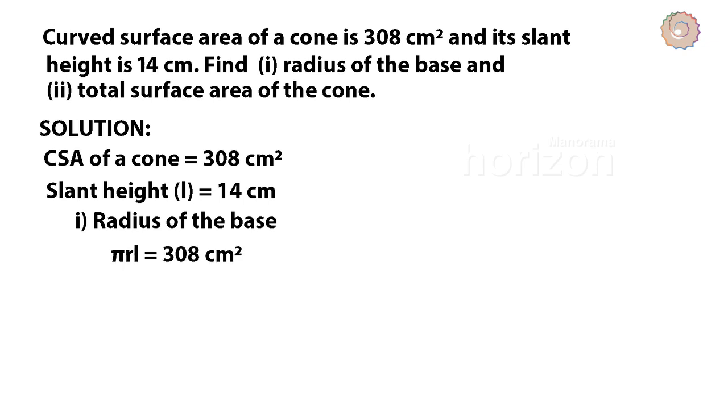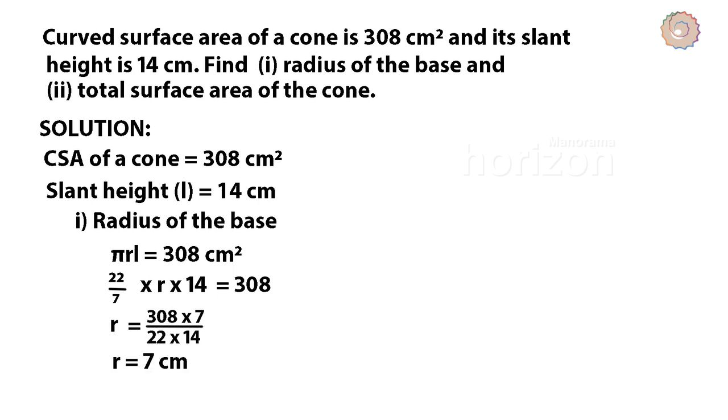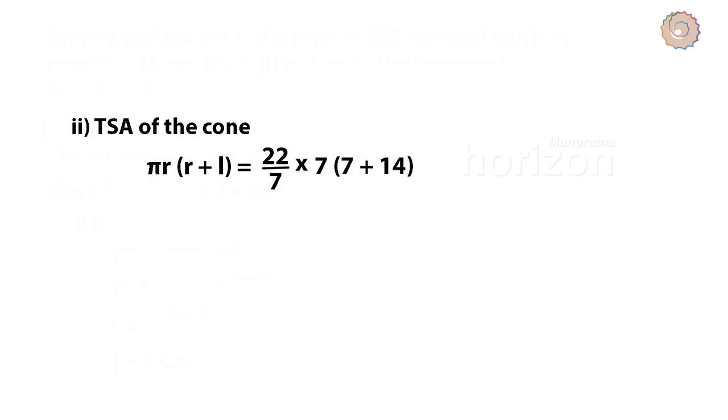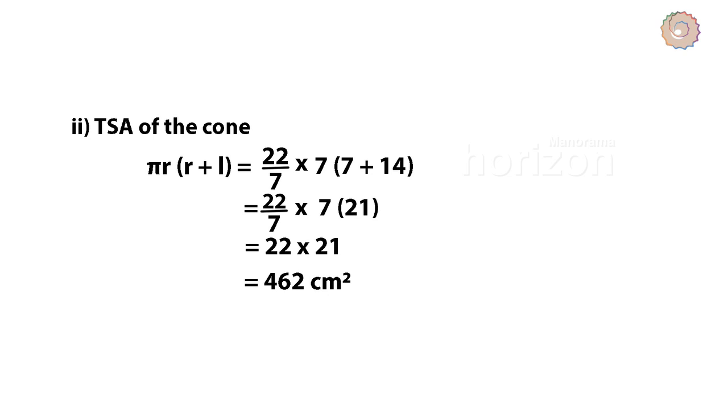So the first subpart is to find the radius of the base. That is, pi r l is equal to 308 cm squared. Plugging in the values, we get 22 divided by 7 into r into 14 is equal to 308. Solving for r, we get r is equal to 7 cm. Now the second subpart, total surface area of the cone. So let us take the formula, pi r into r plus l. Plugging in the values, we get 22 divided by 7 into 7 in brackets 7 plus 14. Solving for the same, we get 22 into 21, which gives you 462 centimeters squared.